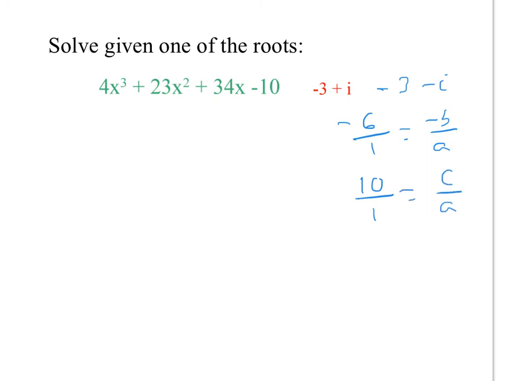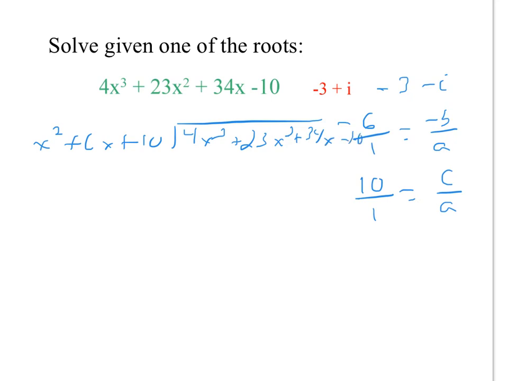So I have a product of 10 that's equal to c over a. So I now have a quadratic factor of a is 1, so x squared. B is positive 6. C is 10. I'm going to divide that into my original problem. 4x to the third plus 23x squared plus 34x minus 10.